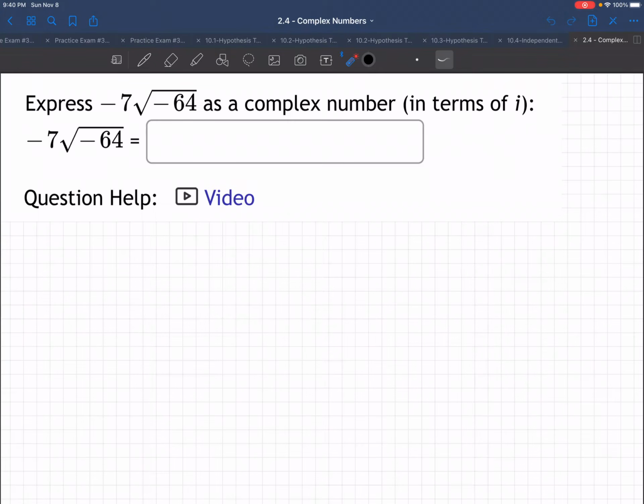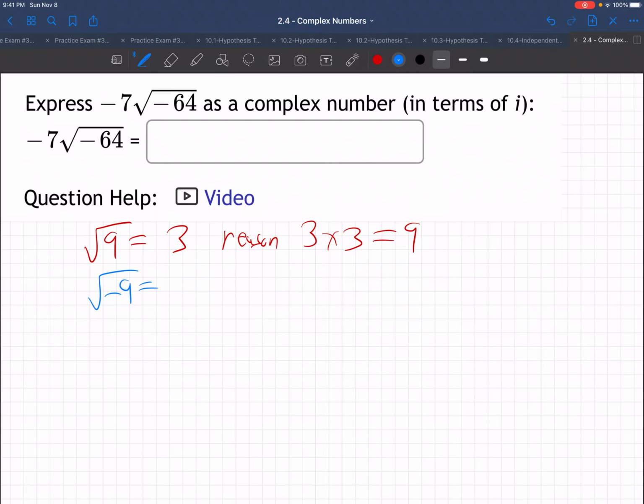Here's an example of dealing with a complex number. So let's talk about what complex numbers really are. You know about square roots. The square root of 9 is 3, I'm sure you know, and the reason is because 3 times 3 is 9. Okay, so now let me ask, what's the square root of negative 9?